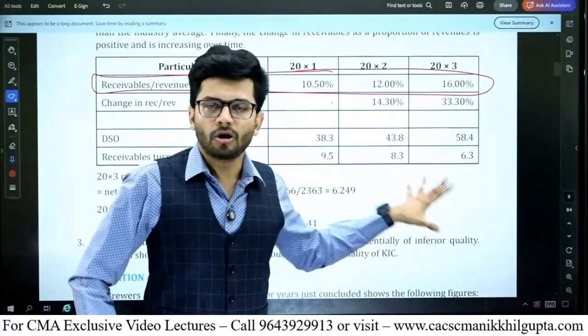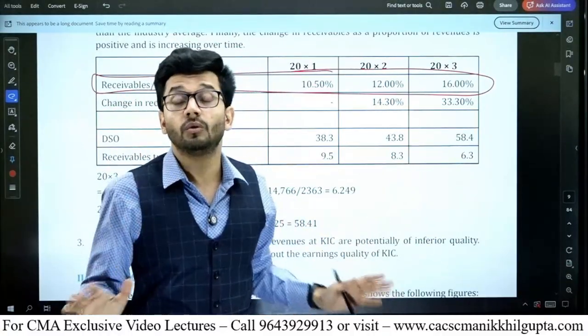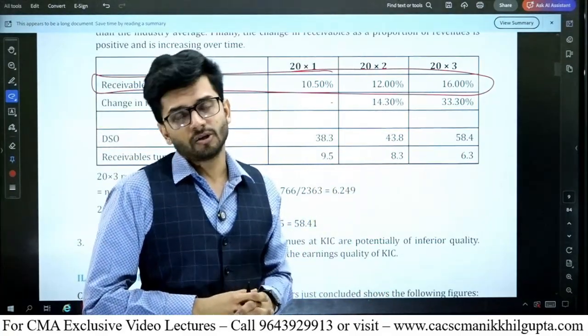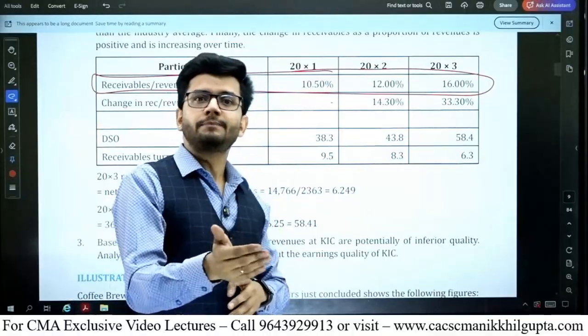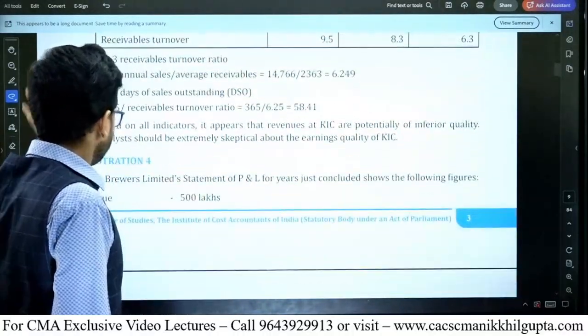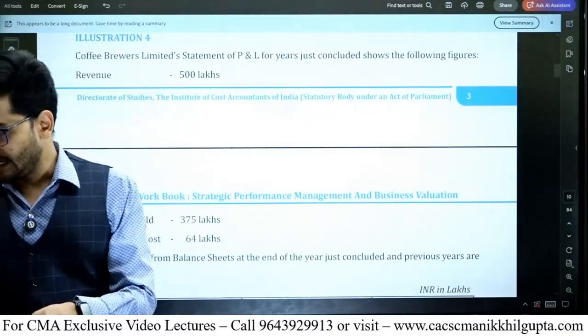Okay, yes, the model answer is in front of you, but your answer can be absolutely yours. You can write in your own words. You can write a different logic for increase and decrease in the turnover ratios. No need to follow the exact pattern which is given over here. That's really okay, because it's an analysis based question. It can be your own style.